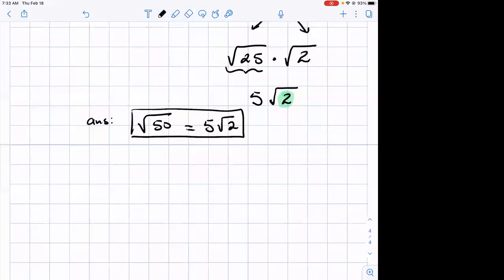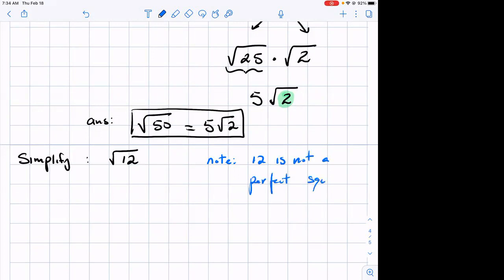Let's look at another example. So let's look at simplifying the square root of 12. Okay. Square root of 12. Now, 12 is not a perfect square, okay? So note 12 is not a perfect square. Meaning you cannot find a number that, when you multiply that number by itself, you will get 12, okay?